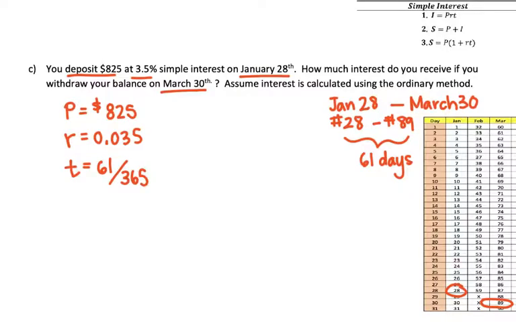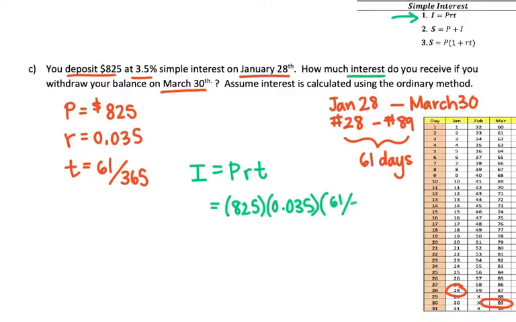And now we have what we need to answer the question, how much interest? Interest is just P times R times T. So we plug and chug our numbers, 825 times 0.035 times 61 divided by 365. We plug all that in our calculator, and we get that the interest earned in that amount of time was $4.83.